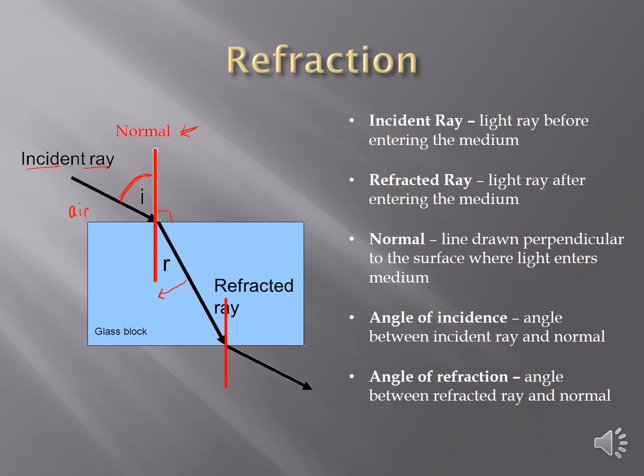Okay, and here we've drawn a second normal as the light exits the block, and you can see that the exact reverse happens. We've the angle R within the glass block, which is here, and we've the angle I outside the glass block, which is here. So as it exits, as it goes from the more dense to the less dense material, the ray moves away from the normal.